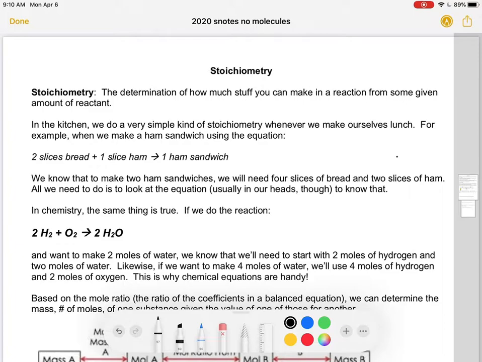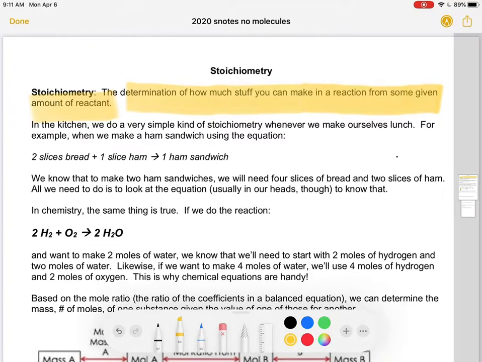Okay, bears. Today we are going to dive a little deeper into stoichiometry. We're going to actually start bringing masses into the mix here. And as a reminder, stoichiometry is basically you determining how much stuff you can make in a reaction from some given amount of reactant. So it's actually the real kind of chemistry here. Like we're trying to figure out, if I have this much of something, how much of the other thing can I actually make?